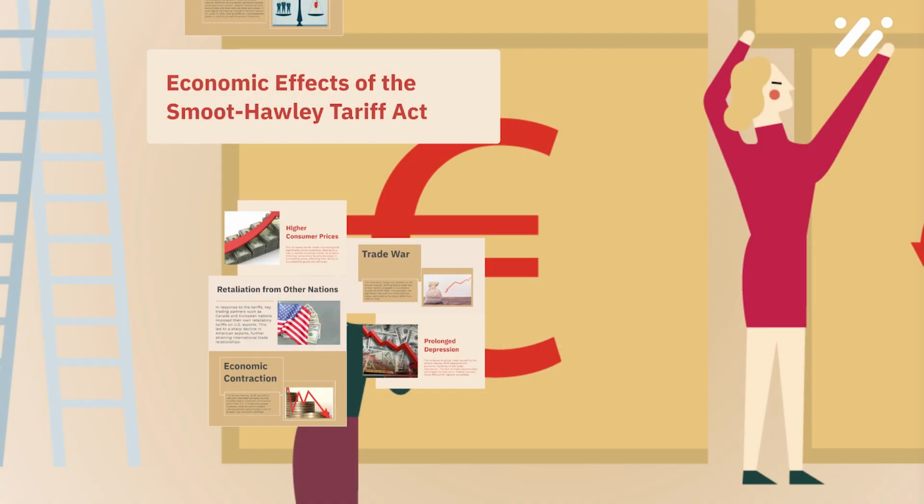The effects were immediate and widespread. Domestically, higher tariffs led to increased prices for imported goods, reducing consumer purchasing power. Retaliatory tariffs from other nations, including Canada and several European countries, caused a sharp decline in U.S. exports. The global trade volume dropped by 66% between 1929 and 1934. This spiral of protectionism deepened the Great Depression and contributed to economic hardship worldwide.